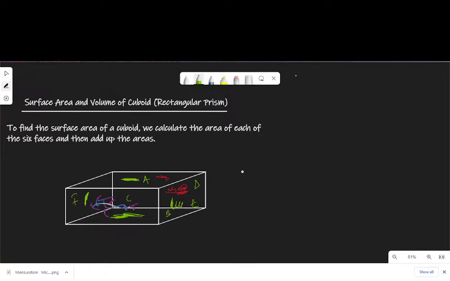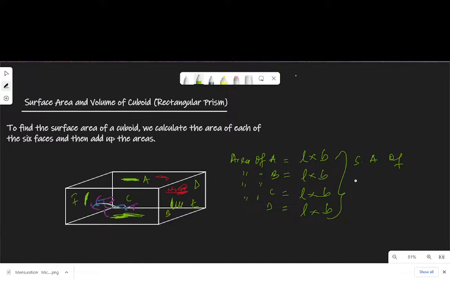or the rectangular prism. So area of A is length times breadth. Area of B is also length times breadth. Area of C is length times breadth. Then area of D is also length times breadth. So adding all of this together will give us the surface area of a cuboid or rectangular prism.